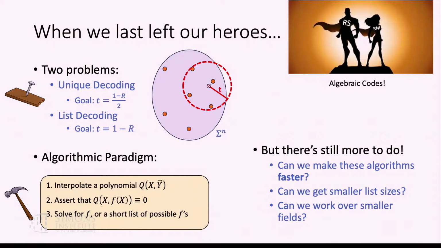Can we make these algorithms faster? People were asking about the complexity, and I was like, polynomial time, do linear algebra, whatever. We'll see how we can make this faster, near linear time. That's going to be our goal for the second half of the talk. Can we get smaller list sizes? And can we work over smaller fields? Last time we were always working over these big fields, but often we really want to be working over F2. How can we do that? So in this talk, we're going to answer those questions.